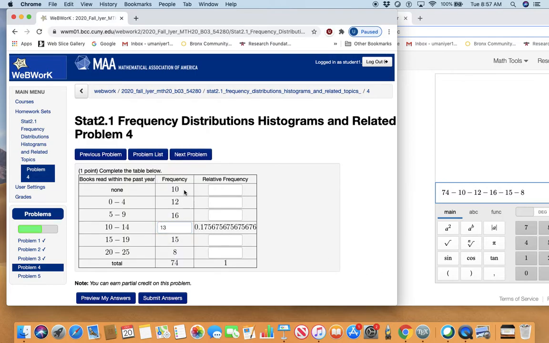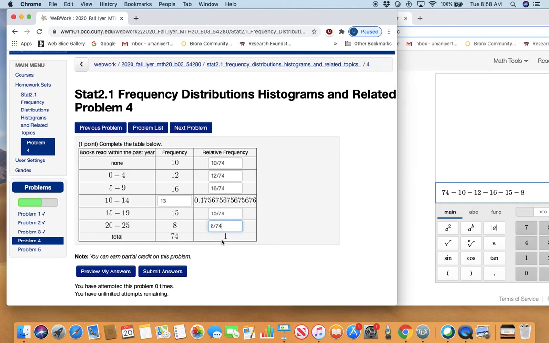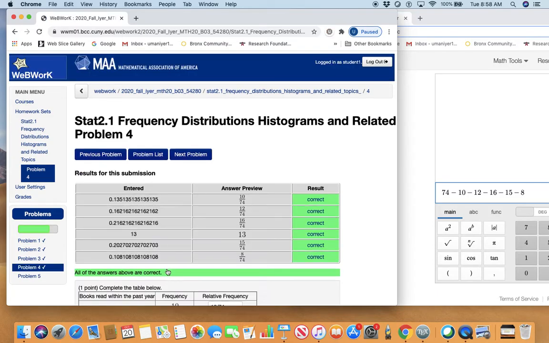Now, relative frequency. You have your frequency. Relative frequency is you take the frequency and divide by the total. So 10 over 74, and leave it like that. Over is forward slash 74. Likewise, 12 over 74, 16 over 74. This one they have already calculated, 15 over 74. 8 over 74. Okay, total is 74 over 74. That's a 1. Let's check.